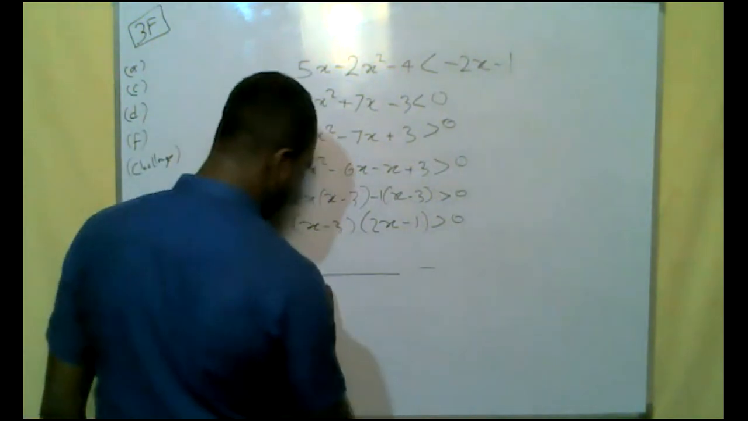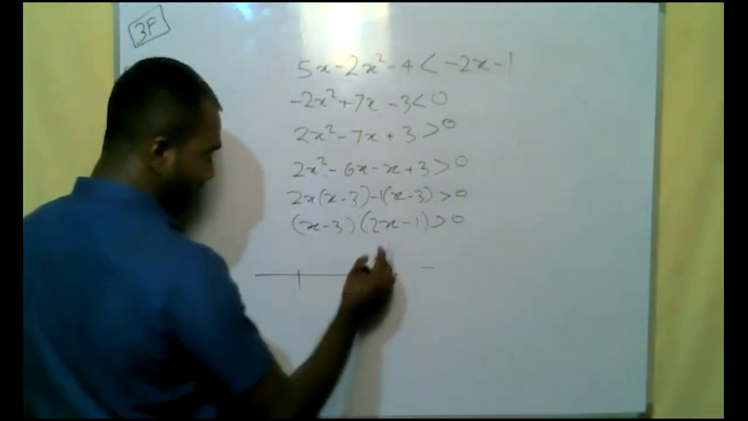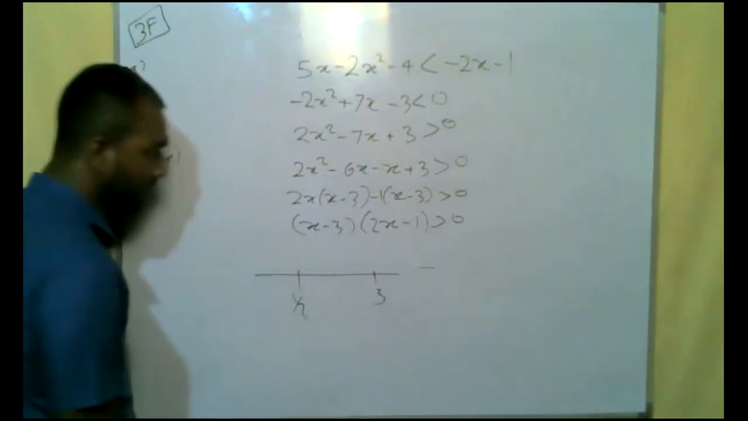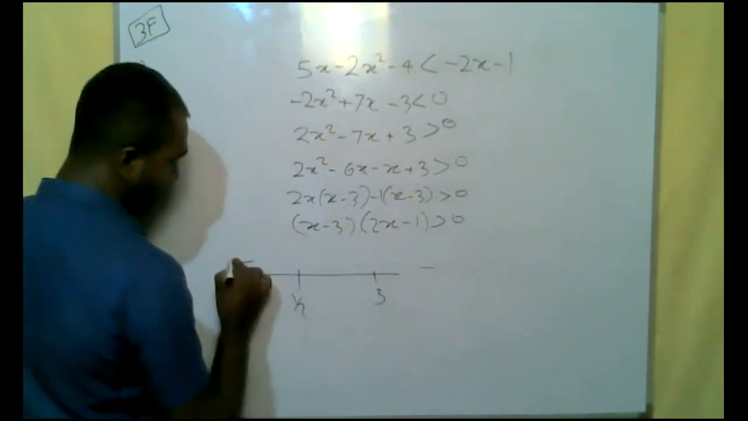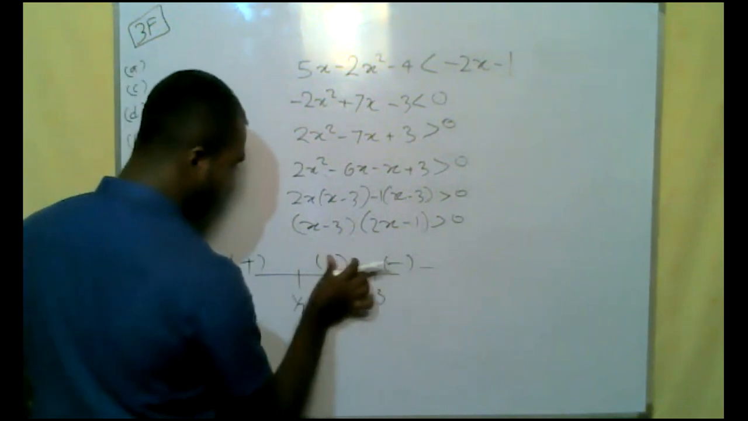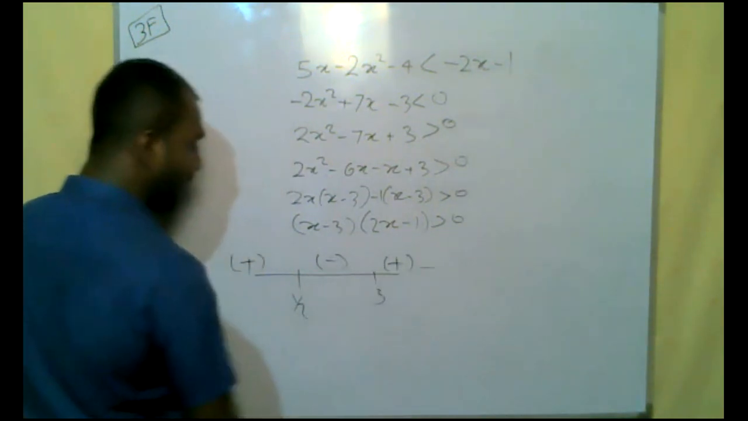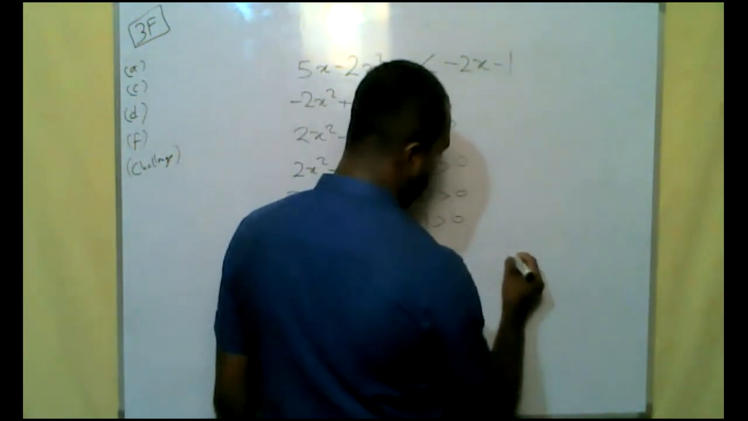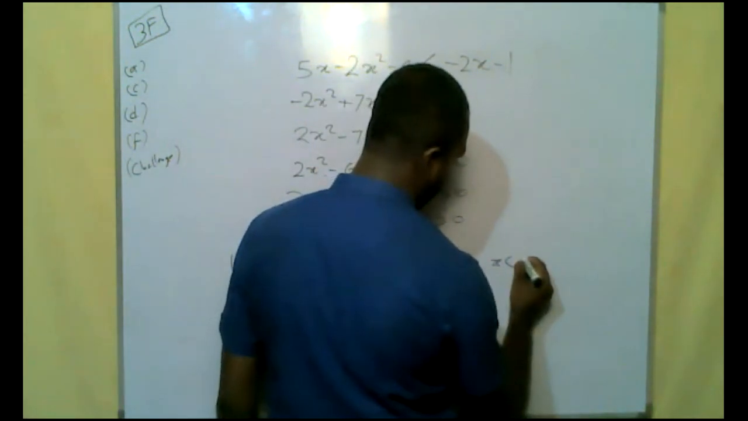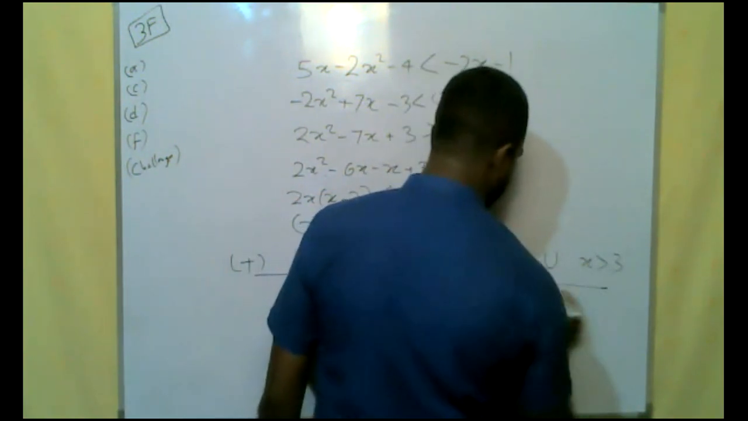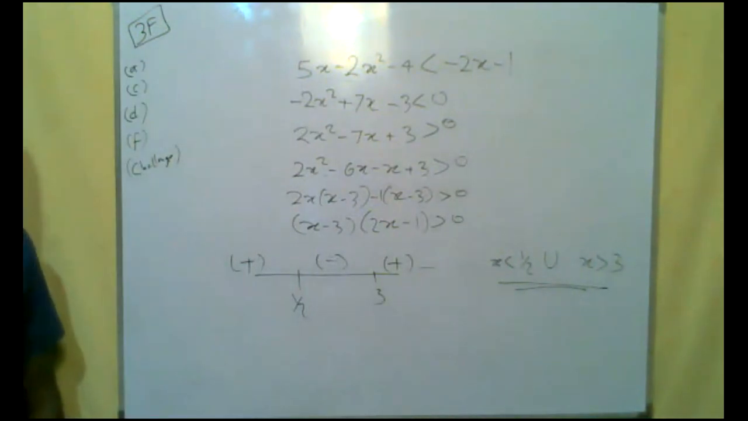So what will our points be here? One is half and the other one will be 3. So here it is positive, negative and positive. We need the positive region. That means x should be less than half, or x should be greater than 3. This is our solution set.